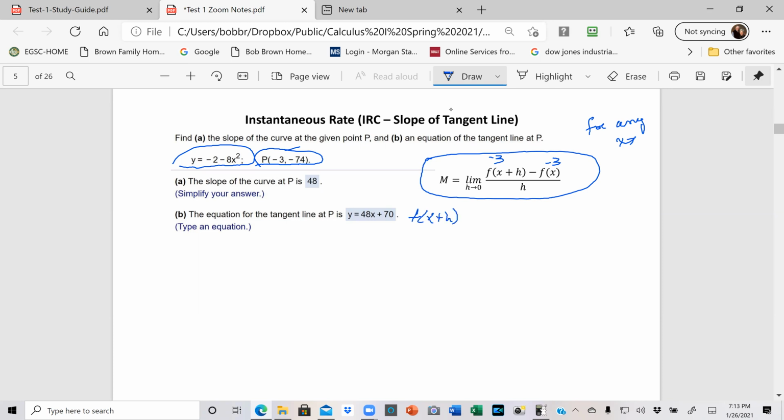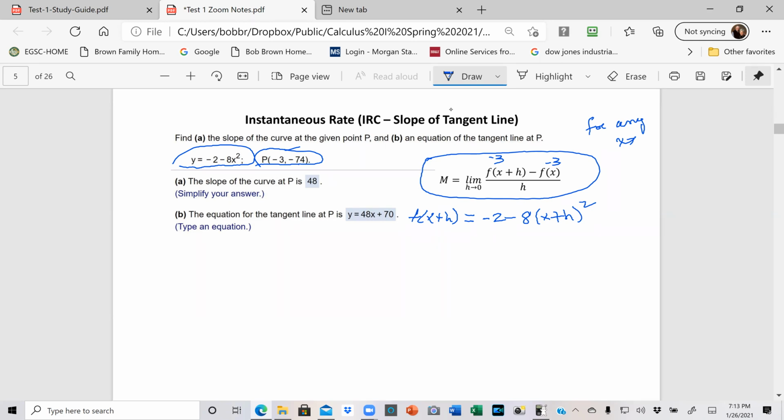f of x plus h is equal to -2 minus 8 times quantity x plus h squared.